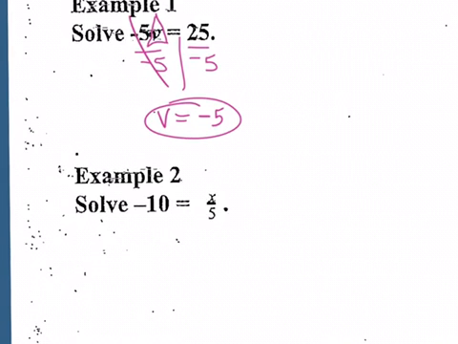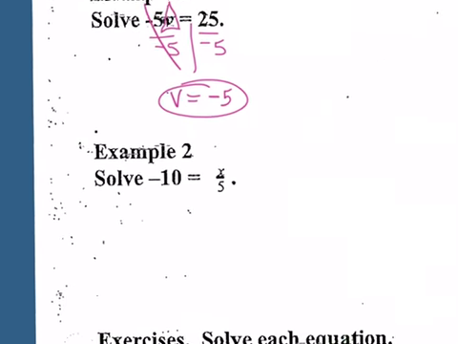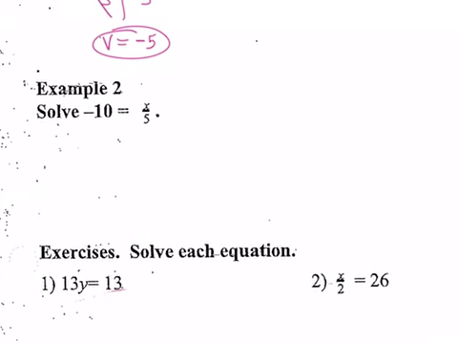Okay, I don't get it. Okay, example 2. I can rewrite example 2 so that my variable's on the left side. So I'm going to put x divided by 5 equals negative 10. So something, we don't know yet, something divided by 5 is going to give us negative 10.